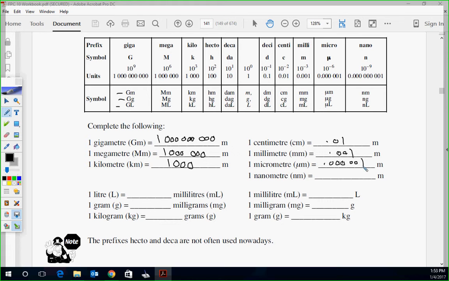Okay, so you can see micro and mega are kind of related. This is 1 millionth. 1 over a million. Okay, and then 1 nanometer is the really small one, which is the other side of giga. So it would be 0.000, 8 zeros in the 1.